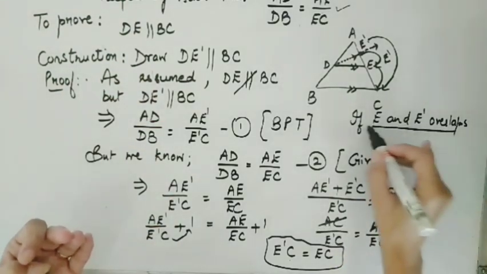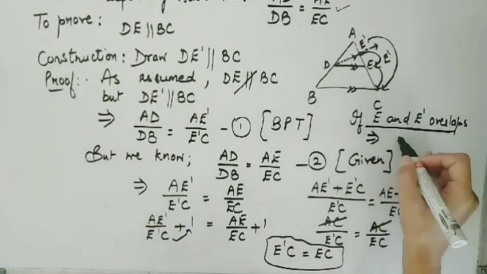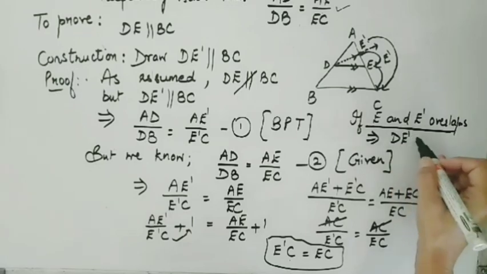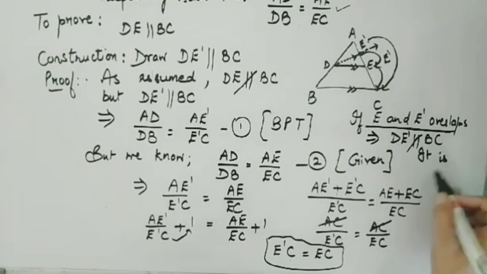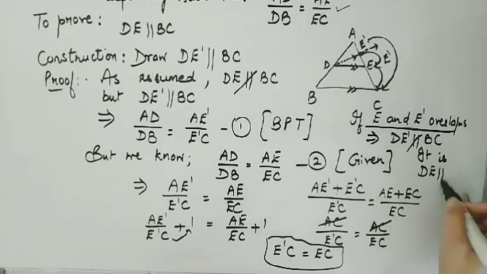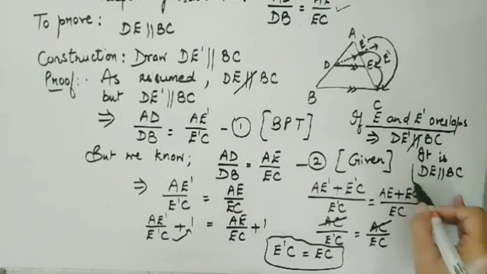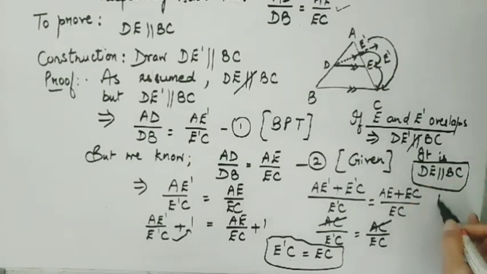So if E and E dash overlap, that implies it's not DE dash which is parallel to BC, it is DE which is parallel to BC. So hence our result is proved. I'm sure this is clear to everyone.